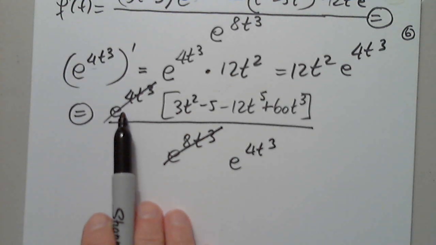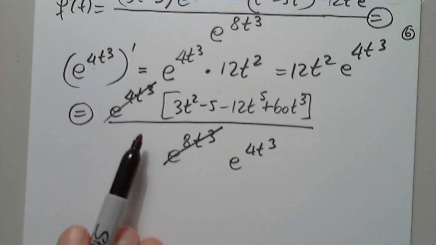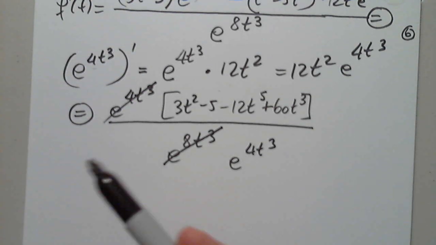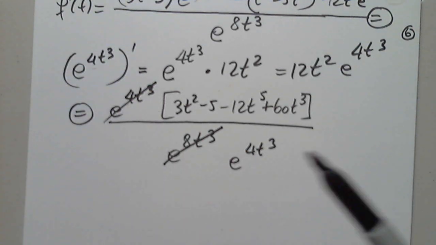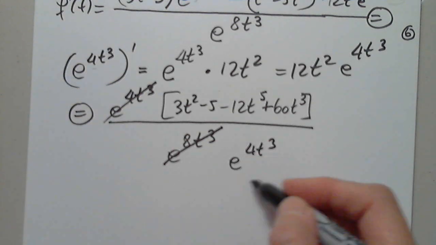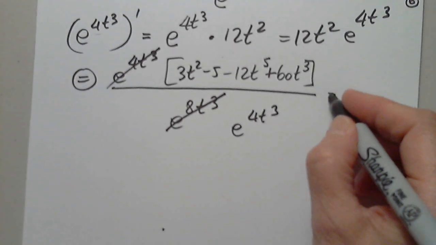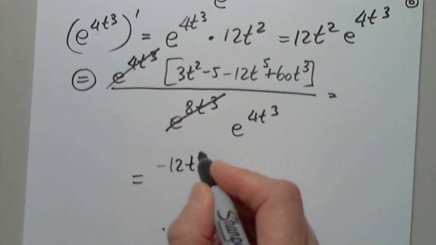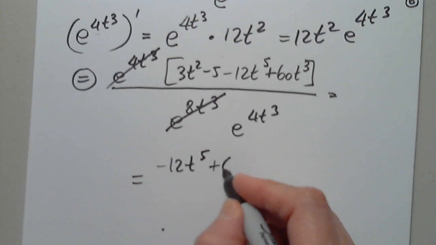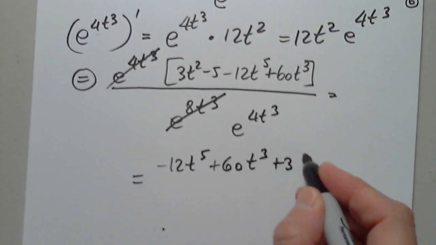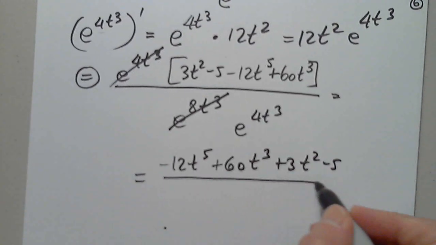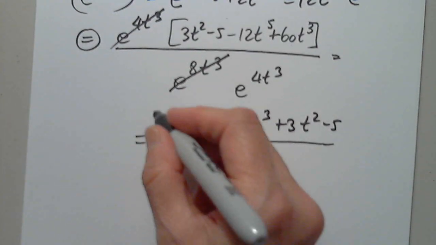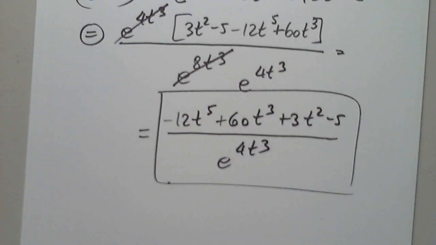I'm removing one of them. So 4t cubed minus 8t cubed will be negative 4t cubed, so this is the remainder in the denominator. So the final simplified form, I know it looks ugly, negative 12t to the 5th plus 60t to the 3rd plus 3t squared minus 5, everything over this. And it cannot be further simplified.